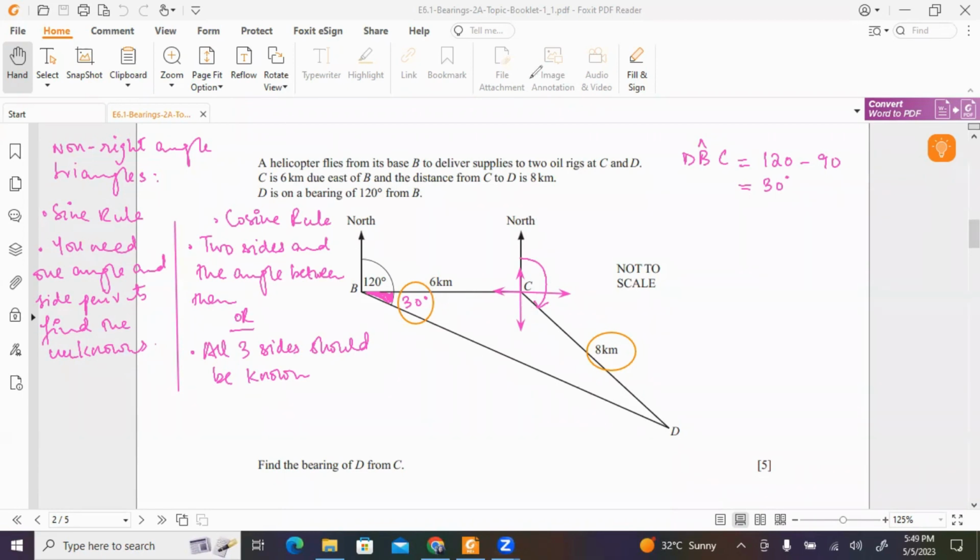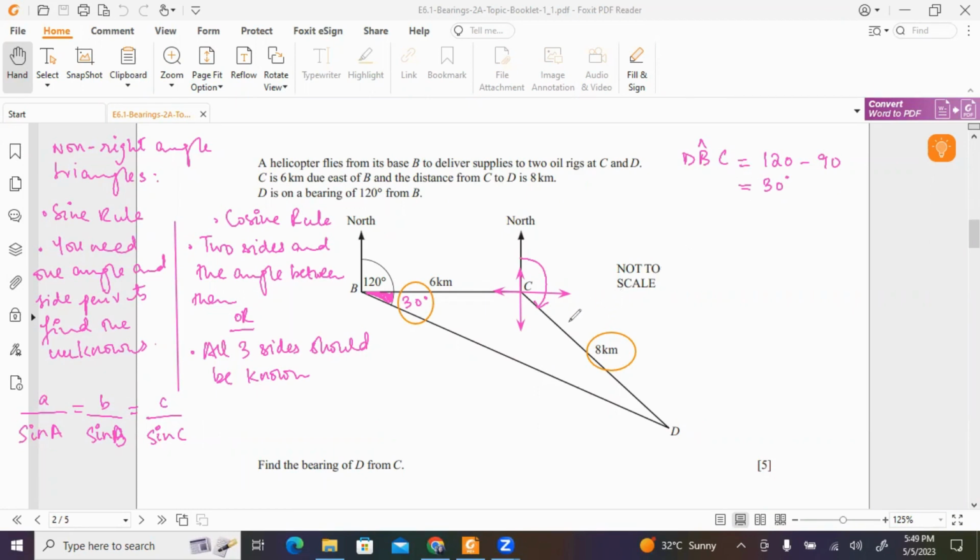So keeping all of that in mind, since we have one complete pair, which is for this angle and this length, we can use the sine rule. Now, what is the sine rule? The sine rule is basically a over sine of angle A equals b over sine of angle B equals c over sine of angle C. So the small abc represent the lengths and the capital ABC represent the angles.